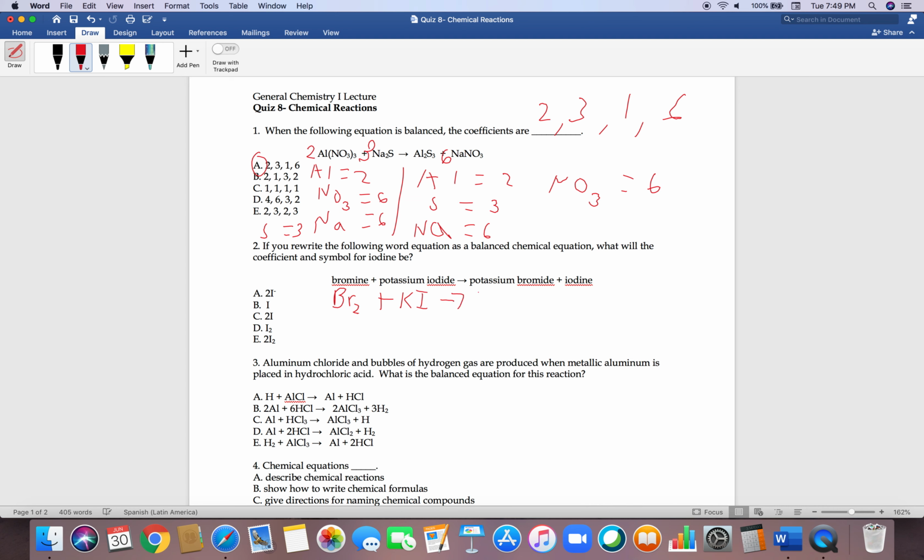Potassium bromide is the same deal. Potassium has a +1 charge. Bromine has a -1 charge. And iodine is elemental I. It is diatomic as well, so we put the 2 there.